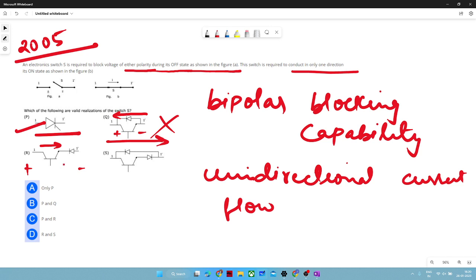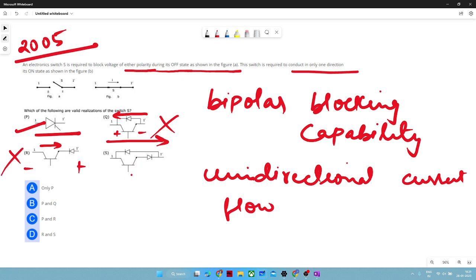However, it will block a positive voltage and it cannot block negative voltage. Let us see what will happen if we apply negative voltage. If we apply negative voltage, this BJT will not block this kind of polarity, and this diode will also not block this polarity, because the diode will be forward biased and the BJT will also be forward biased. So this option will also get eliminated.